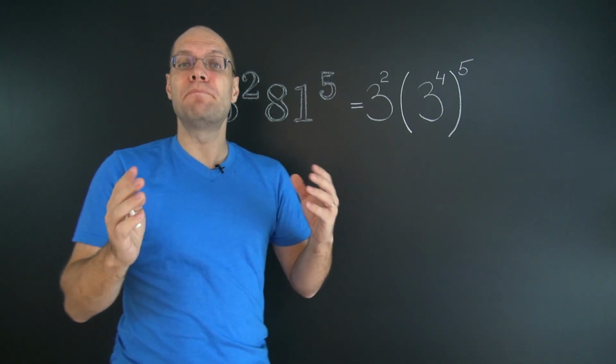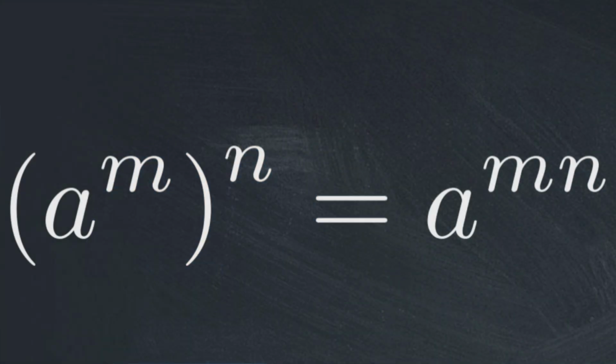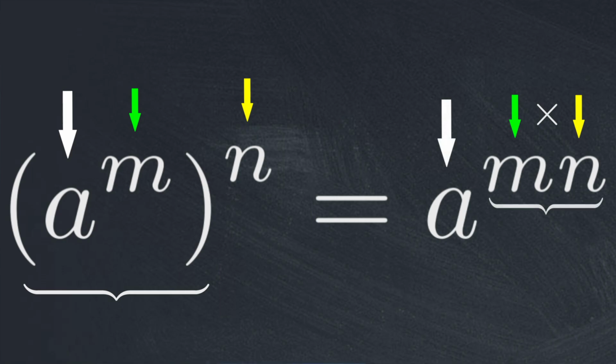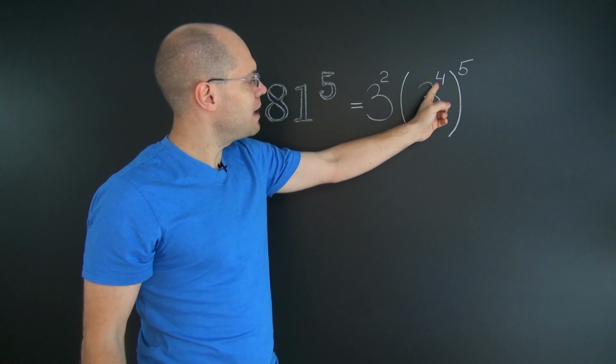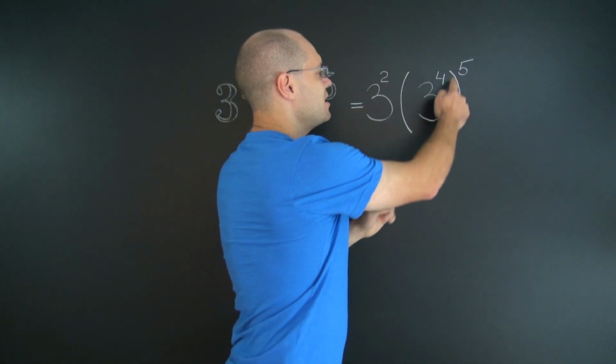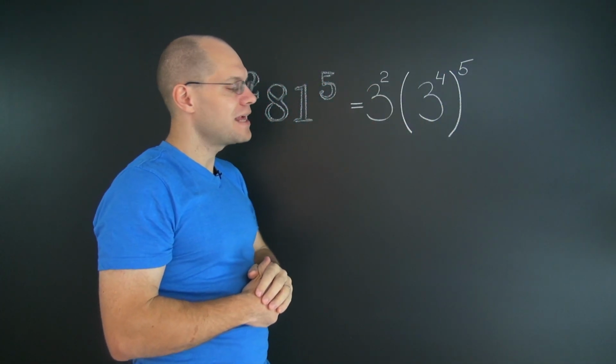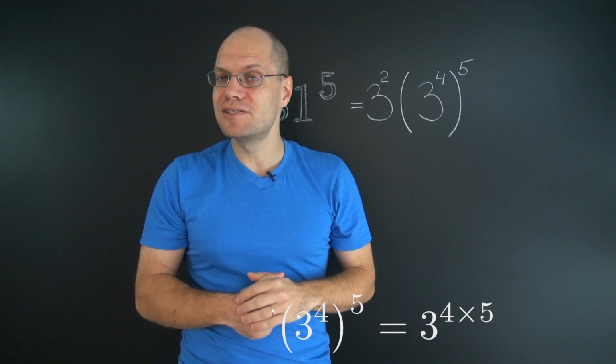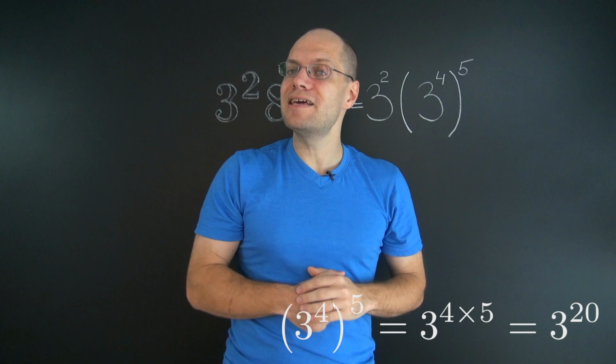Now, the power law for exponents tells us that when there is a number raised to a power, and then the result of that is raised to another power, what we can do is multiply the two powers together and then raise the number to that power. So 3 to the power of 4, then raised to the power of 5, is 3 to the power of 4 times 5. In other words, it's 3 to the 20th power.